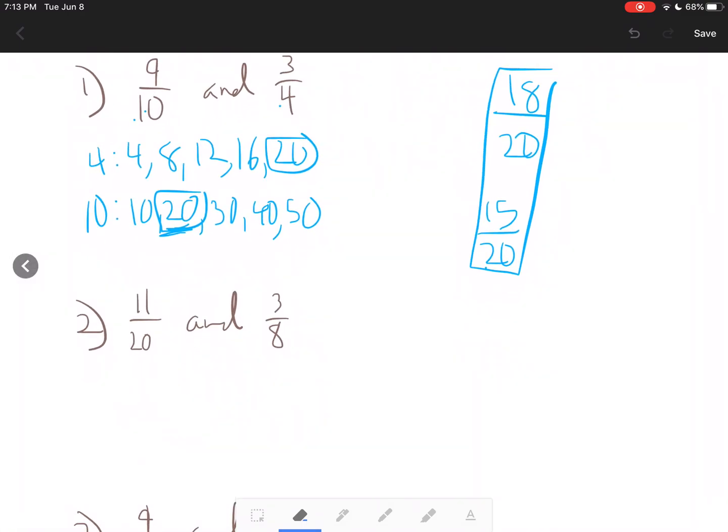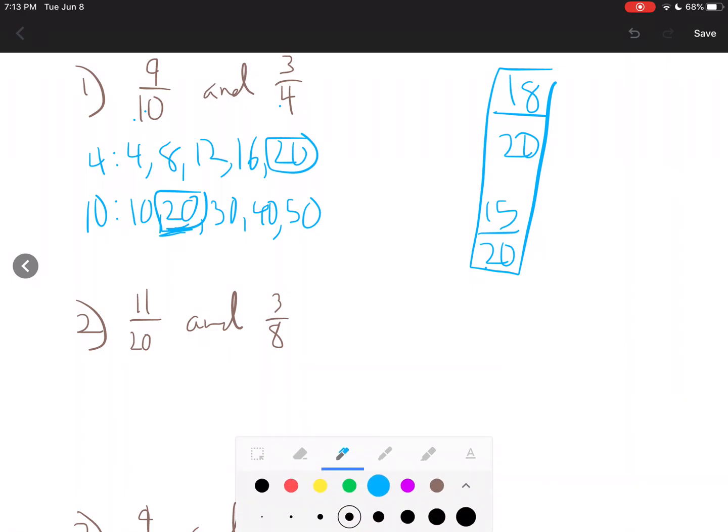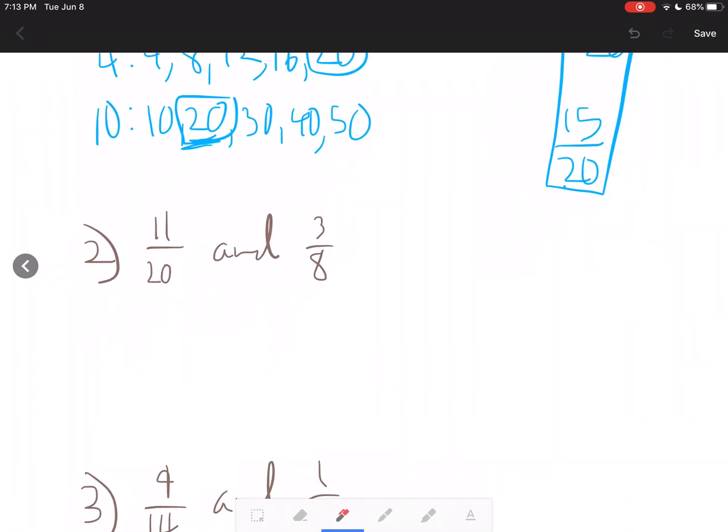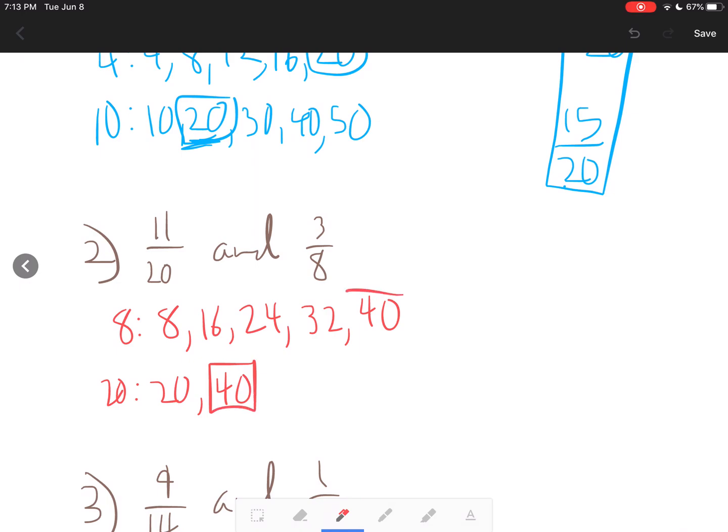All right, let's take a look at the next one. Switch up the colors a little. Here we have 11 over 20 and 3 over 8. So again, I'll take my numbers 8 and 20. I'll start listing some multiples out. So 8, 16, 24, 32, 40, 20, 40. All right, I found something in common.